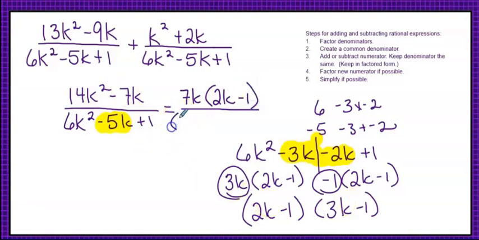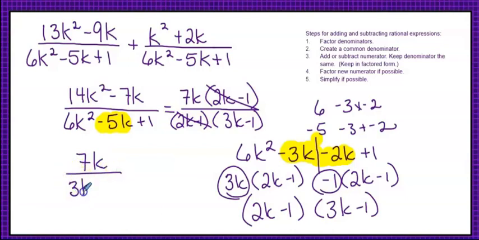So this one is the denominator. It's 2k minus 1 and 3k minus 1. We can cancel those. So our answer, and look, I want you to understand you cannot cancel this and this. This is in parentheses. You can only cancel whole entire factors. So the 2k minus 1 canceled because they were exactly the same in parentheses. So my answer is 7k divided by 3k minus 1.